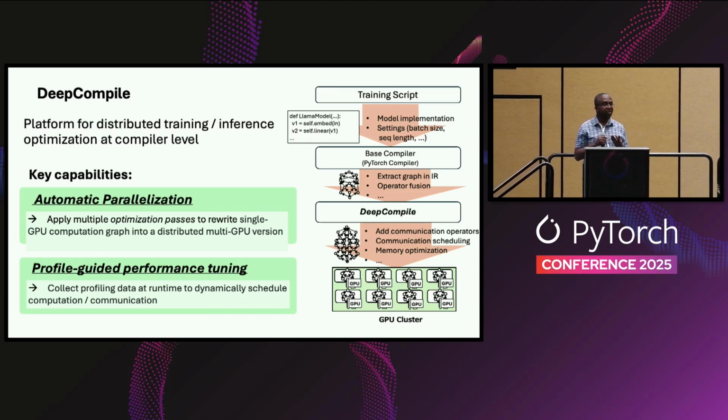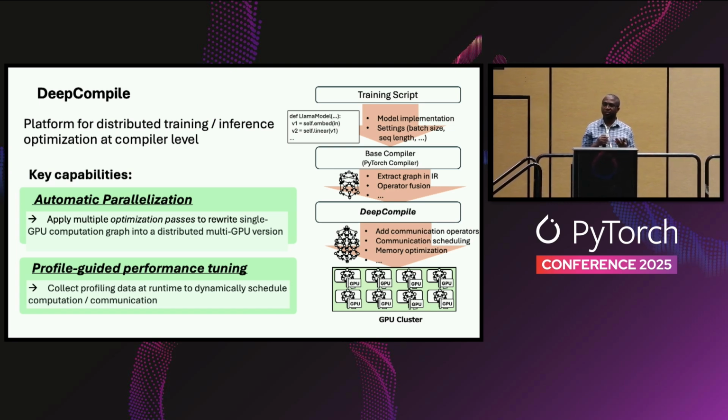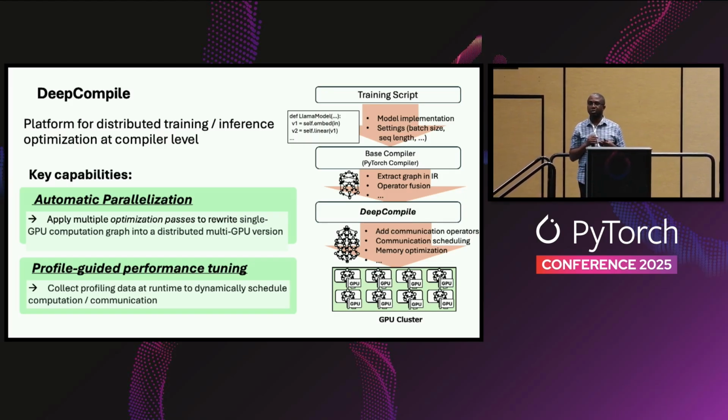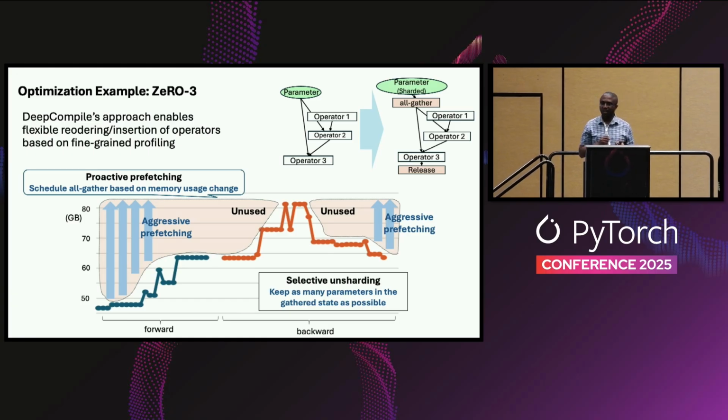And so the approach we've taken is we've decided to automate this using compiler technology. So the compiler will go in and transform your single GPU model into a distributed model. And the compiler will also, at runtime, profile your model and your training run and then re-optimize for it. And yeah, I'll just show some of the results we have.